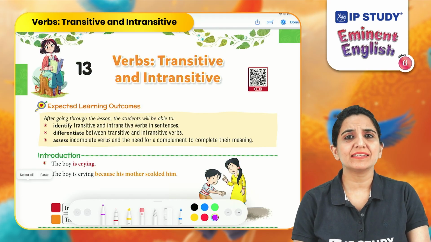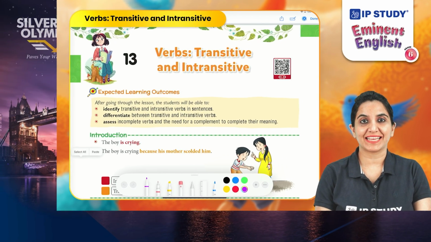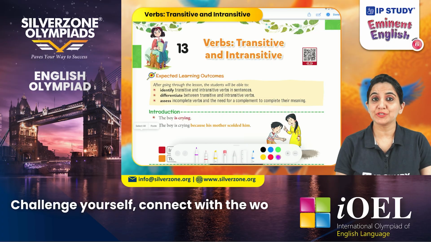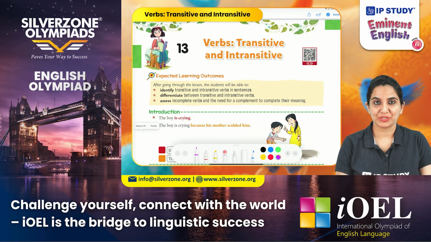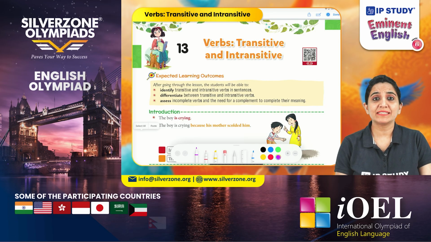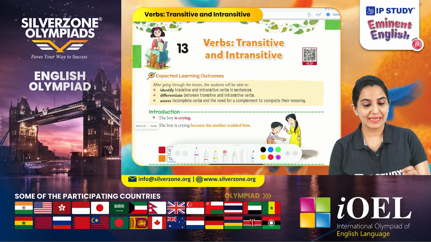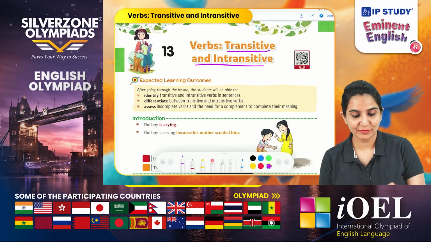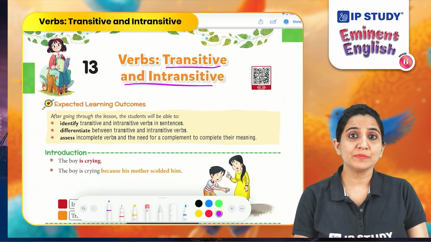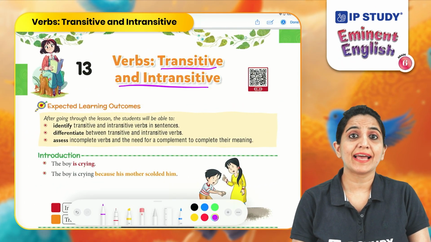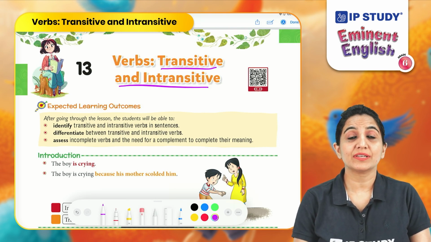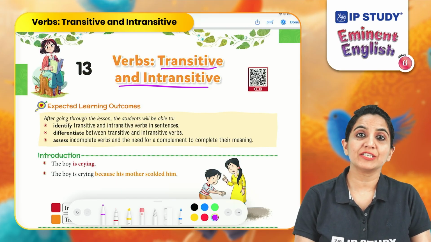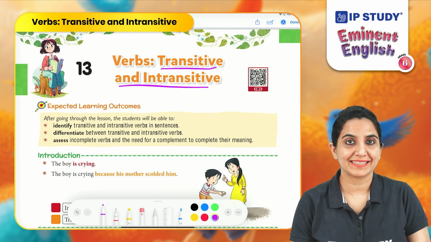Today we will discuss the 13th chapter of Grade 6 English Grammar and we will dive into the world of verbs. As we all know, verbs are the action words. In today's class, we will discuss particularly about transitive and intransitive verbs. Transitive verbs are those verbs which require an object to complete its meaning in a sentence, whereas intransitive verbs are those verbs which do not require an object to complete its meaning in a sentence.